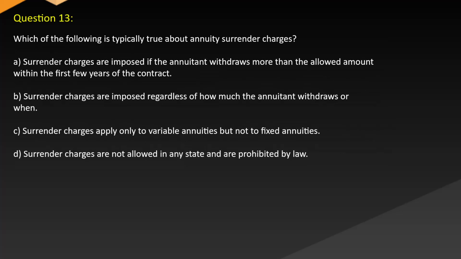Question 13. Which of the following is typically true about annuity surrender charges? A. Surrender charges are imposed if the annuitant withdraws more than the allowed amount within the first few years of the contract. B. Surrender charges are imposed regardless of how much the annuitant withdraws or when. C. Surrender charges apply only to variable annuities, but not to fixed annuities. D. Surrender charges are not allowed in any state and are prohibited by law.